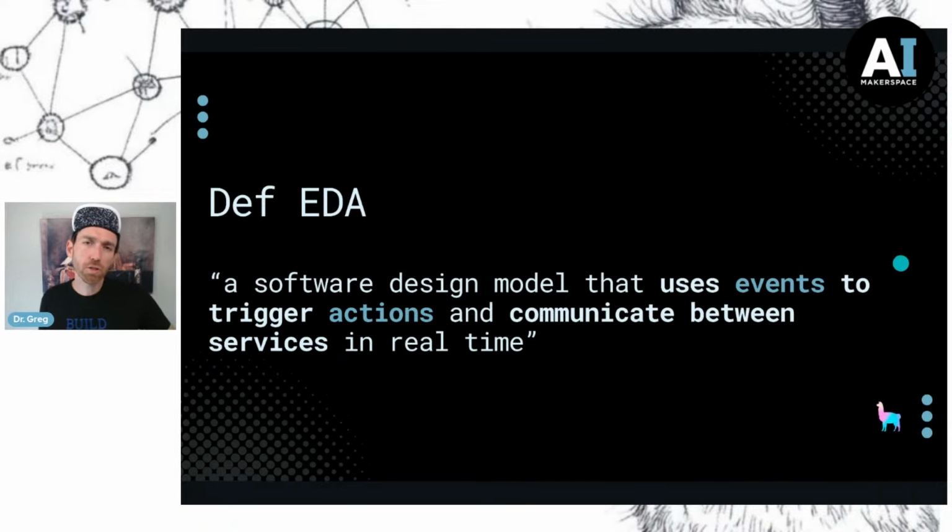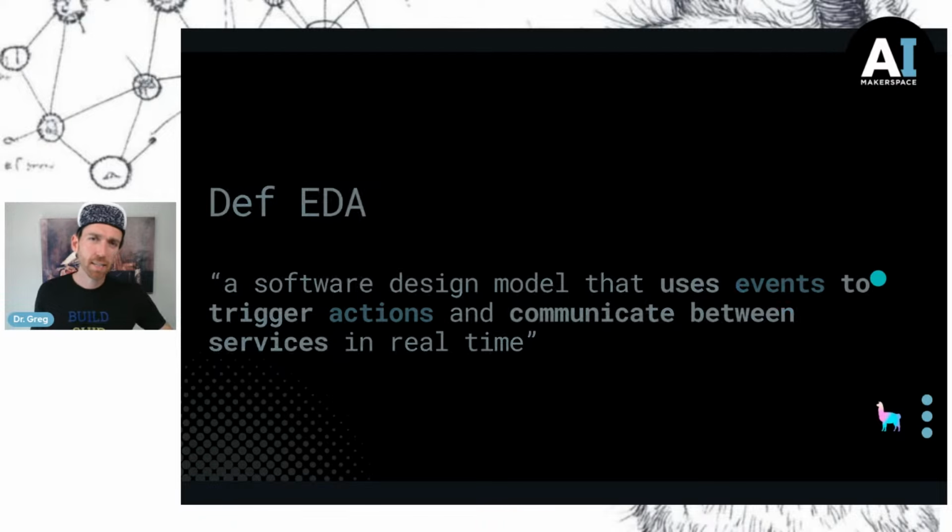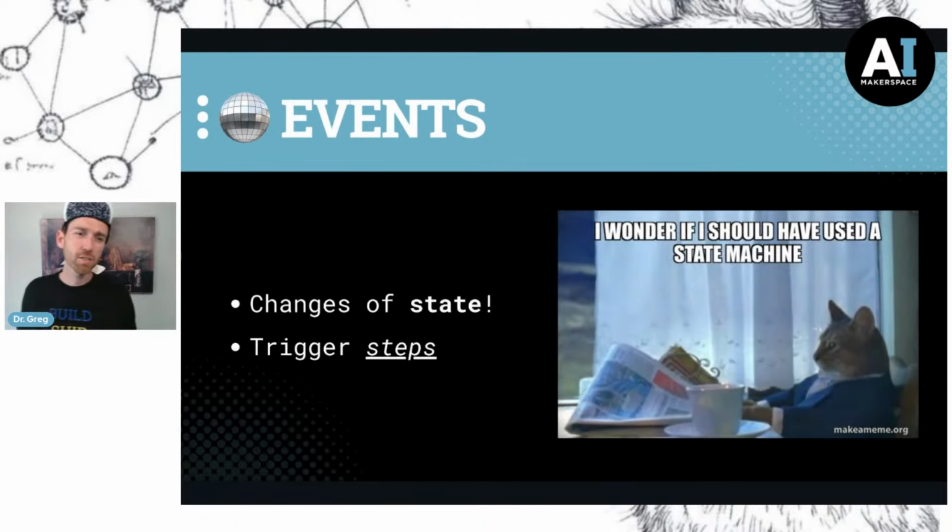Let's take a closer look and remind ourselves again, what is an event? Well, it's just a change of state. We're going to trigger steps with our events. We're going to take steps and we're going to trigger and communicate with other events. Now, this is not the first iteration of new tools from LlamaIndex to solve this problem of complexity.